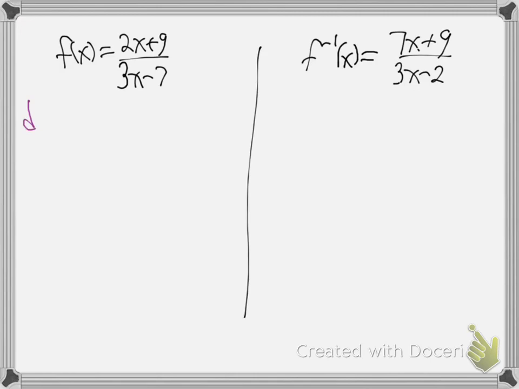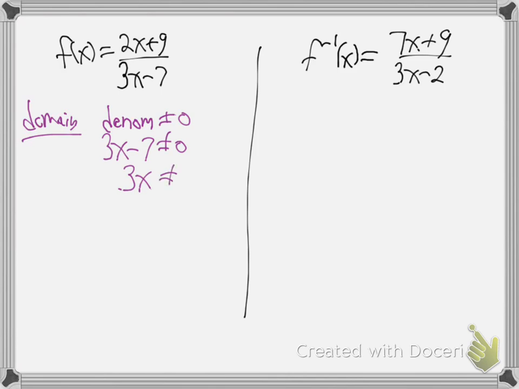So I go, okay, domain. Here, denominator cannot be 0. 3x minus 7 cannot be 0, so 3x cannot be 7. Divided by 3, x cannot be 7/3. Over here, that becomes the range. For the inverse, y cannot equal 7/3.